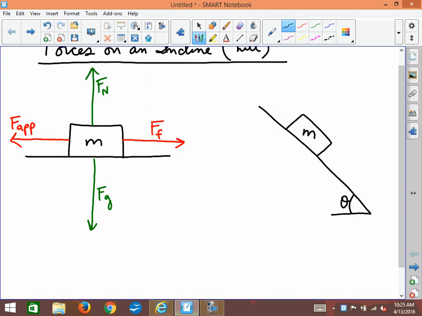Now you might be tempted to draw your force of gravity this way because of the way you drew it before. But that doesn't make sense, because think about the way gravity works. It always acts downward. Gravity always pulls straight down towards the Earth. So the gravity force would have to be drawn straight down this way, not the other way.